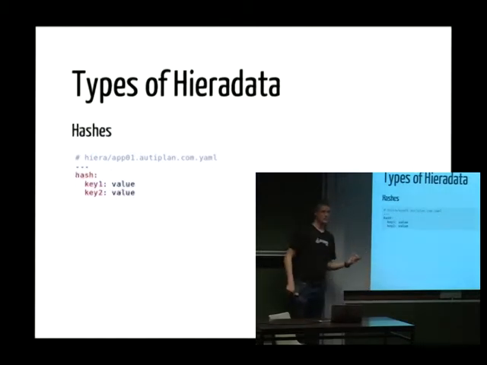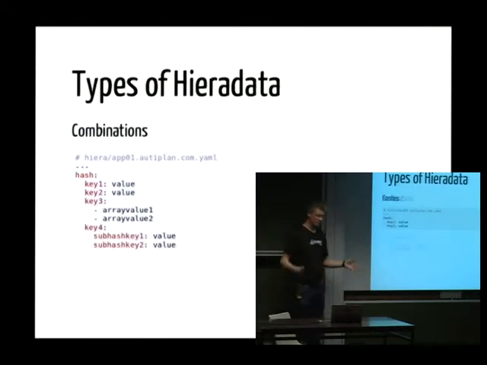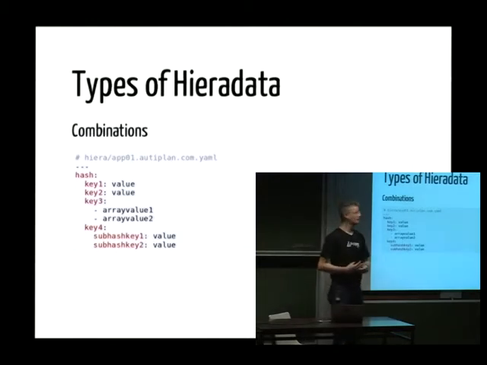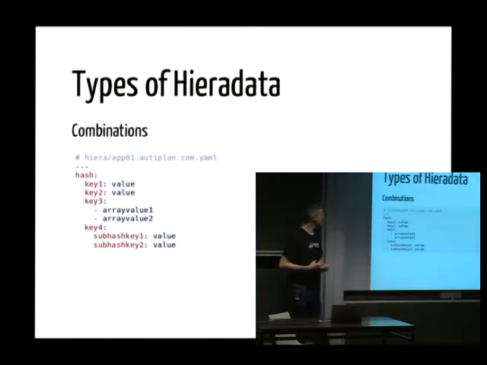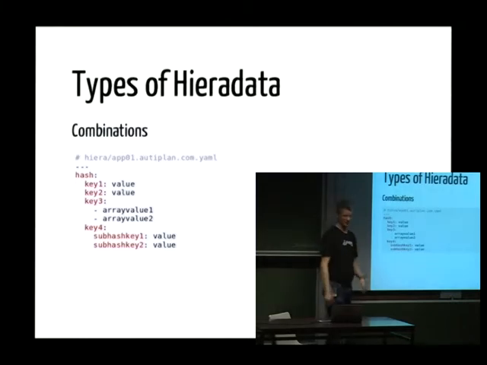You can also put hashes in there, so key value pairs in a hash. Or you can just mix them all together and make a large mess. So in this case we have the key 3 contains an array, and the key 4 contains another hash, so we can nest them as well.